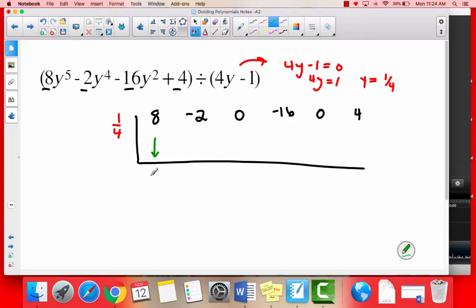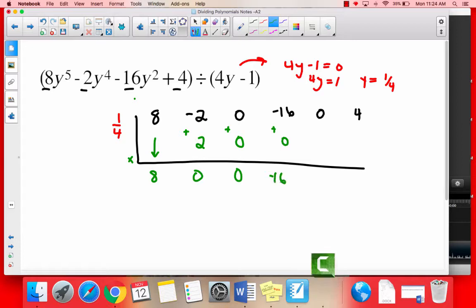And now we can start our process of synthetic division. So first bring down the 8. Remember, we multiply, so 1/4 times 8 is 2, and then we add. -2 plus 2 is 0. 1/4 times 0 is 0. Add 0 plus 0, we get 0. 1/4 times 0 is again a 0. And then add these, we get -16. 1/4 of -16 is -4. Add those, we get -4. And then 1/4 times -4 is -1. So when I add those, I get +3.